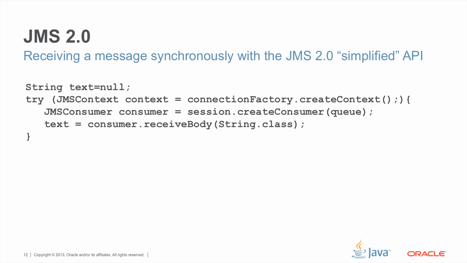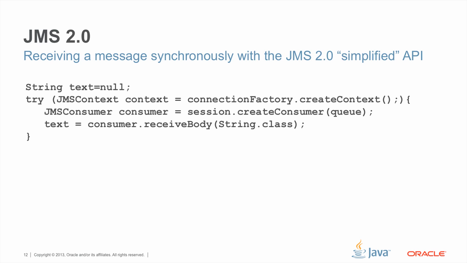Now, much of the saving in code here is the same as when sending a message. Instead of separate connection and session objects, we've got a single JMS context object. We don't need to pass unnecessary parameters when creating it. And if we do this in a try with resources block, we don't need to call close after use.